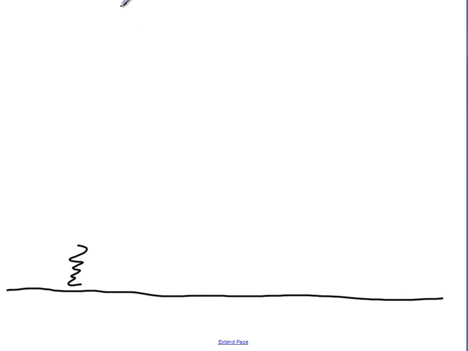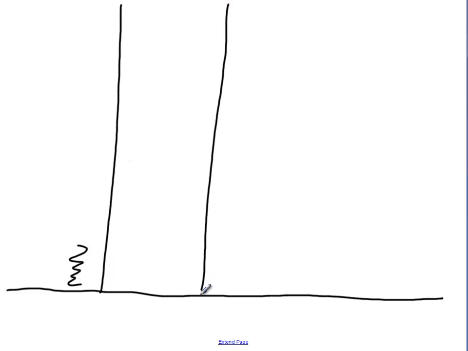Let's consider elastic potential energy, the energy stored in a spring, and gravitational potential energy, the energy stored due to gravity, and kinetic energy, the energy an object has due to its motion, right? I'm going to have three pictures. Let's say I have a ball, starts up here.